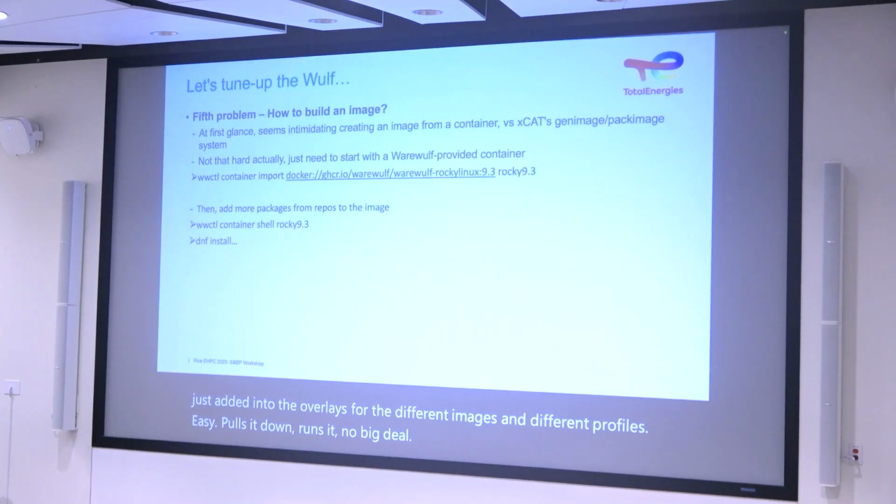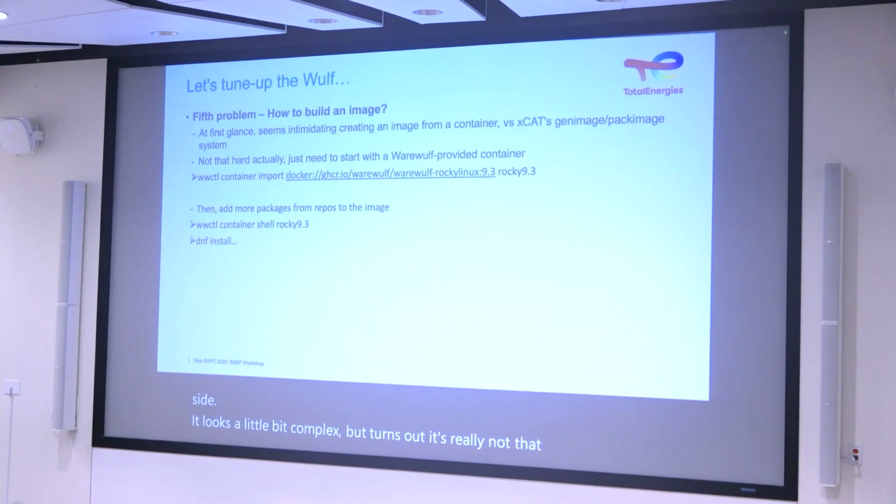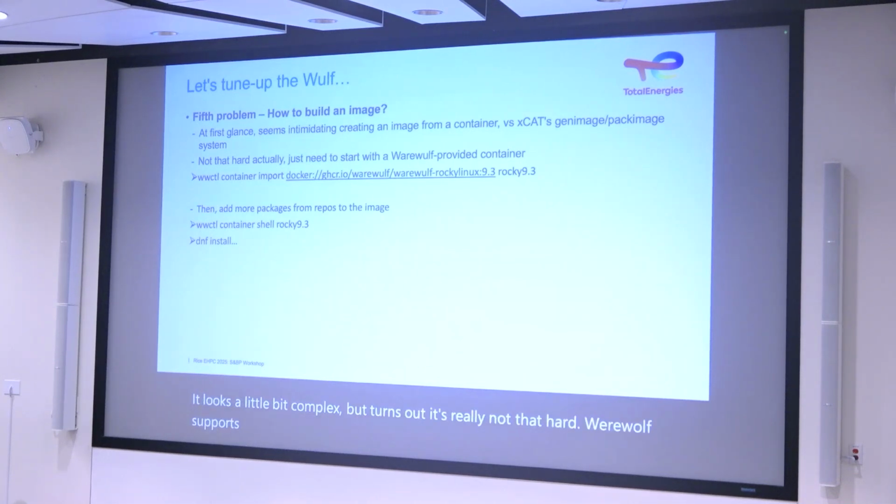Next problem, how do I actually build an image? So first glance, kind of looking at the documentation coming from the xCAT side, it looks a little bit complex, but turns out it's really not that hard. Warewulf supports importing containers that they provide out of the box, just using the little container import command there. And then from there, you just shell into the container and just start running DNF installs for software that you want in there, making customizations that you want to be built directly into the container itself. And then you just boot the nodes. It's real easy.